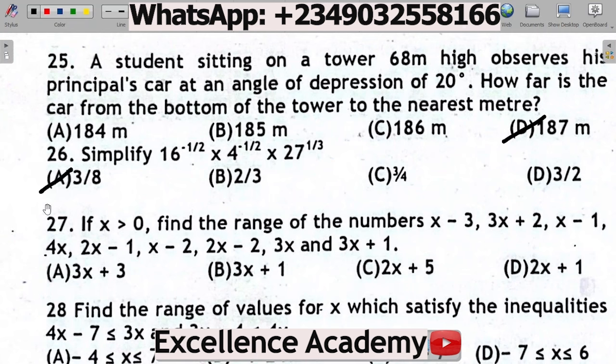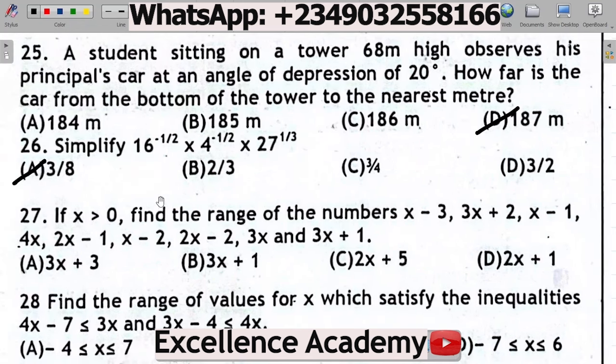Next up, question 27. 27 says, if x is greater than 0, find the range of the numbers x minus 3, 3x plus 2, x minus 1, 4x, 2x minus 1, x minus 2, 2x minus 4, 3x and 3x plus 1.